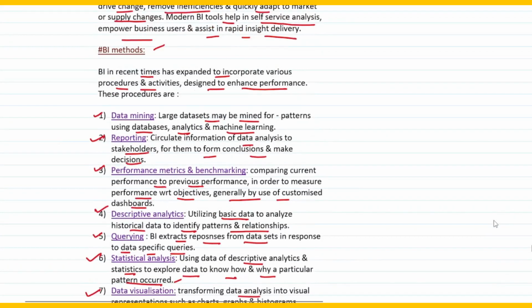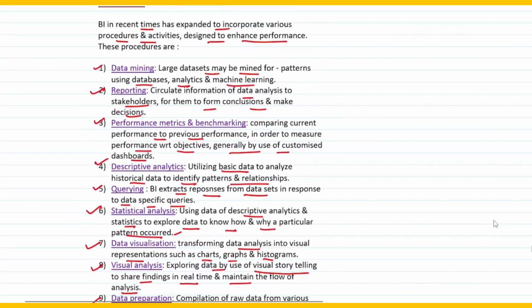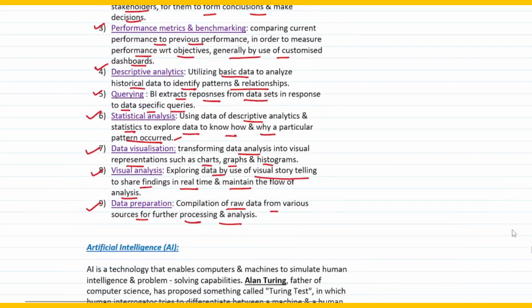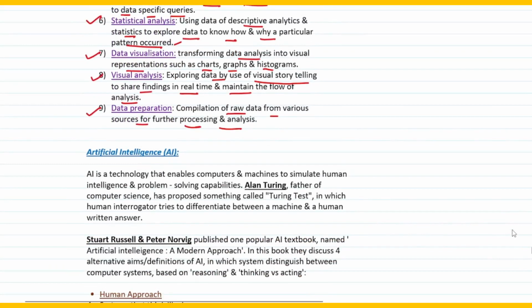So what are the various BI methods we have discussed here? BI in recent times has expanded to incorporate various procedures and activities for what? For enhancing the performance. What are these procedures? First one is data mining, then we talk about reporting, performance metrics and benchmarking, descriptive analytics, querying, statistical analysis, data visualization, visual analysis and data preparation, right?